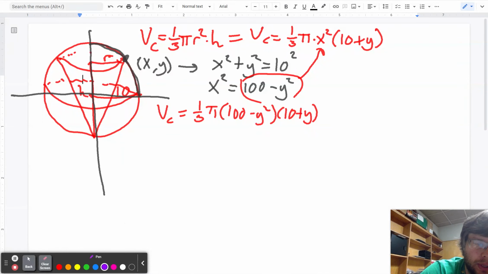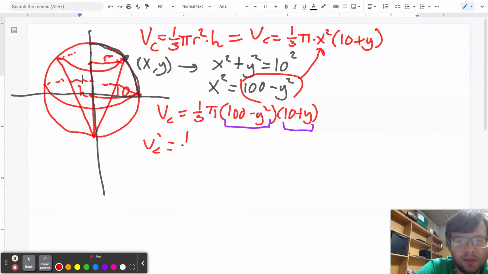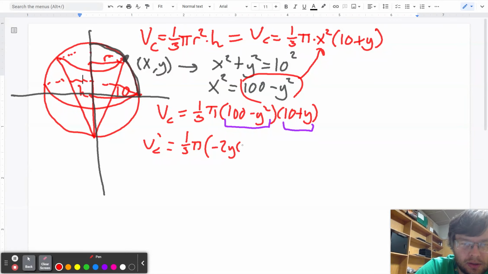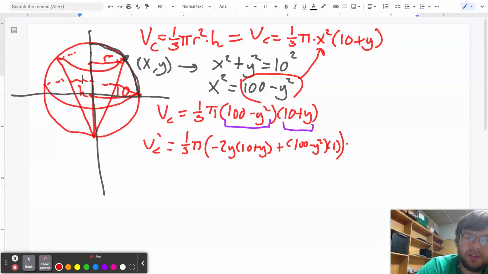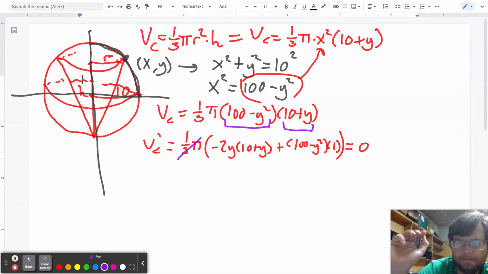So I'm going to use a product rule here because we're going to take the derivative and set it equal to 0. And I'm going to factor out the 1/3 pi. So the derivative of the volume is going to be 1/3 pi times f prime g plus f g prime, which is just 1. And I'm going to take the derivative and set it equal to 0 because I'm trying to optimize. Now, it was nice to factor out this because I can divide both sides by 1/3 pi and it's gone. And all I have is what's left over on the inside of the parentheses.